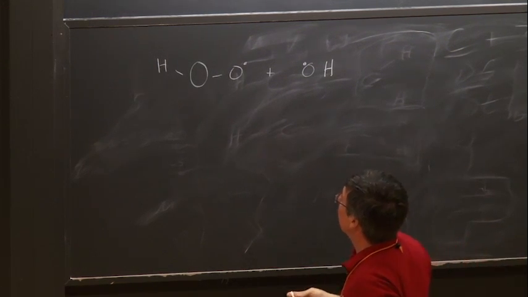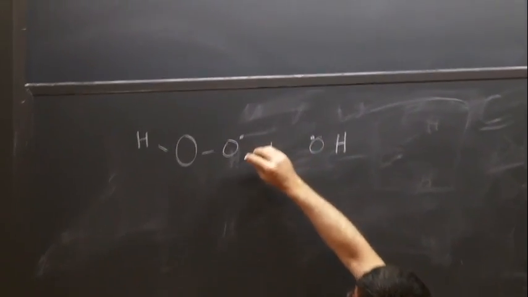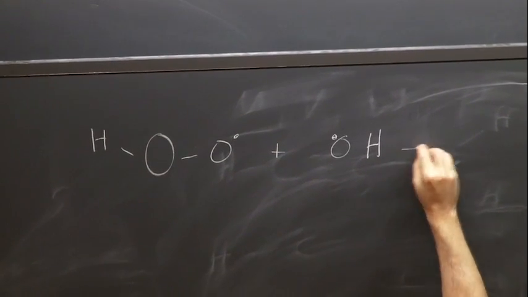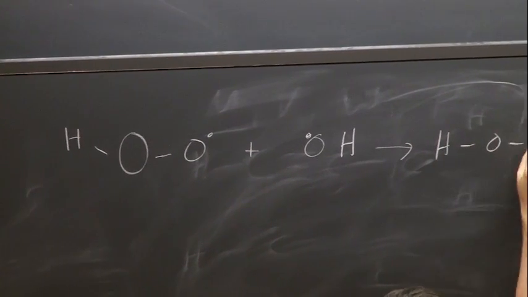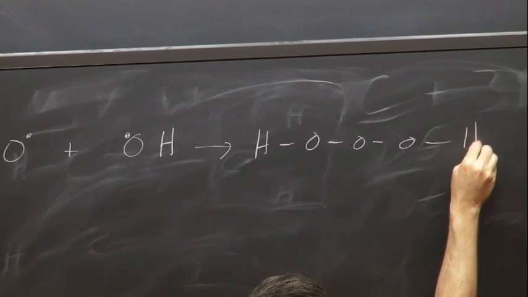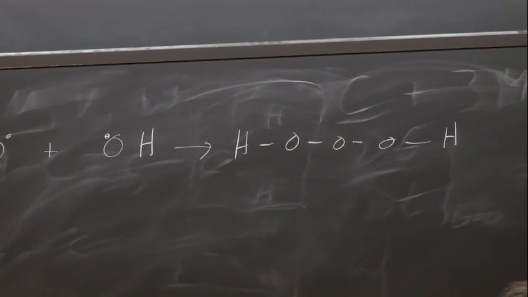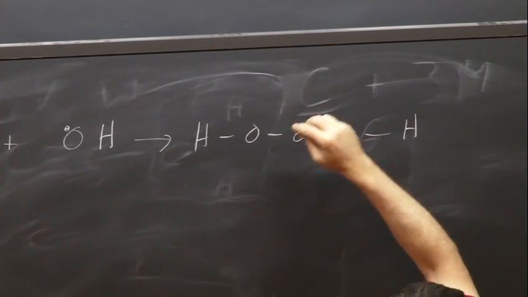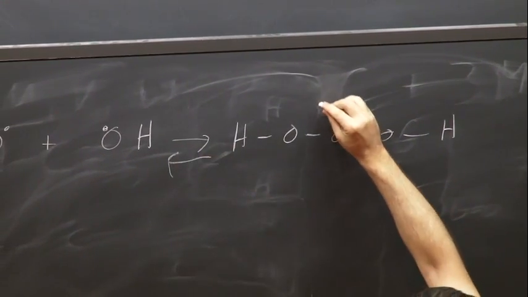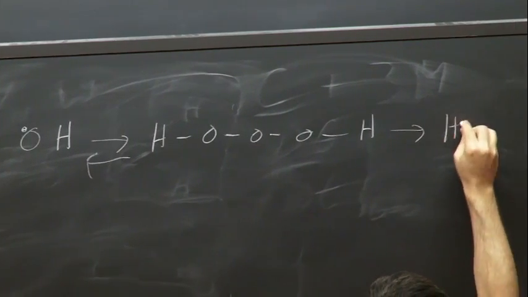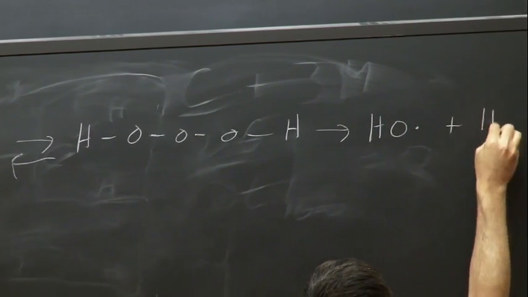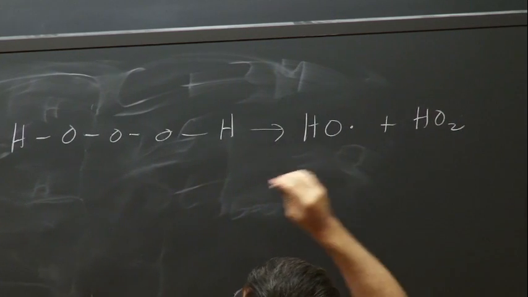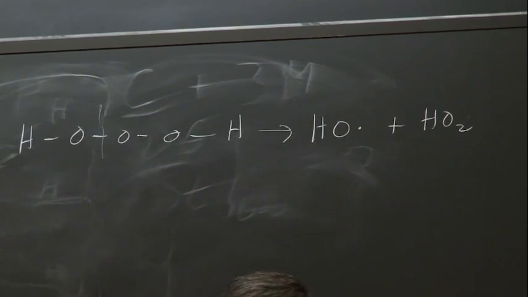There's a couple different things that can happen here. One is that these guys can glom together and make something that's sort of like HOOOH. And then this might break. It could go right back this way, or it could break the other way. So now you've sort of transferred an O atom, suppose if it broke here.